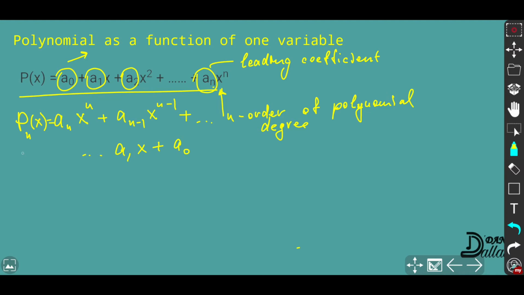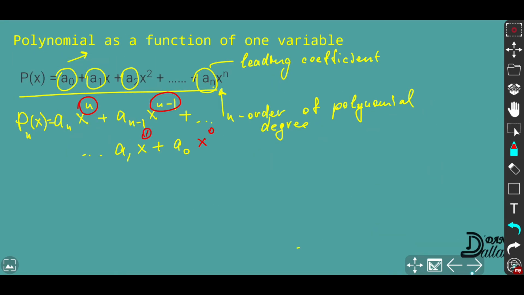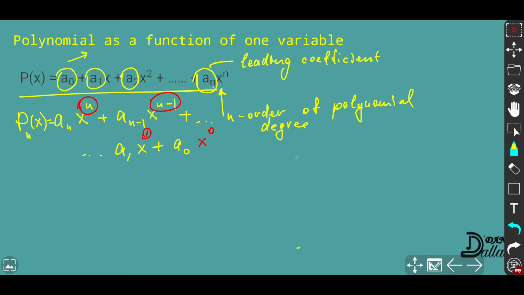I forgot to mention that the powers that you can see here, here, and everywhere, 1 here and x to the power 0, should be integers. So when I give the definition here, exponents need to have integer powers. If it's fractional, it's not a polynomial. For example, I'm going to write p of x, let it be 3x to the power 1 over 2.